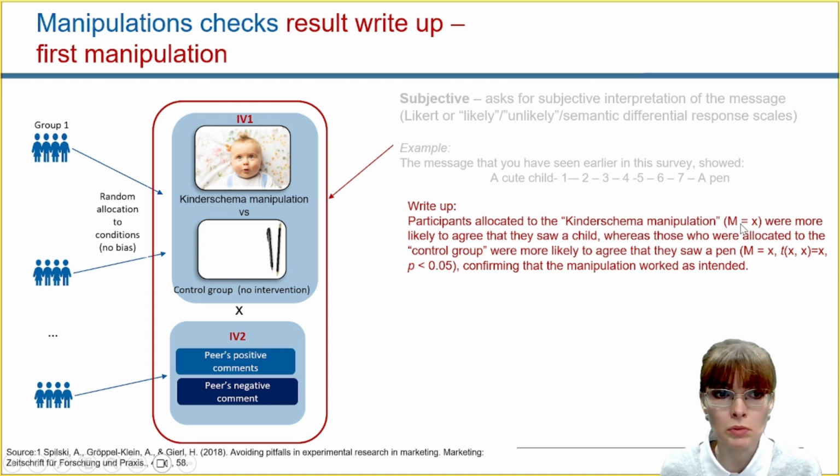If everything worked as it should have worked, then you can say participants allocated to the kinder schema manipulation, and in brackets you would put the mean for it, were more likely to agree that they saw a child, whereas those who were allocated to the control group were more likely to agree that they saw a pen. And then you would put the mean for the participants allocated in this group for this question. Then you would have your t statistic and the p-value. And importantly, you would say in the end, confirming that the manipulation worked as intended.